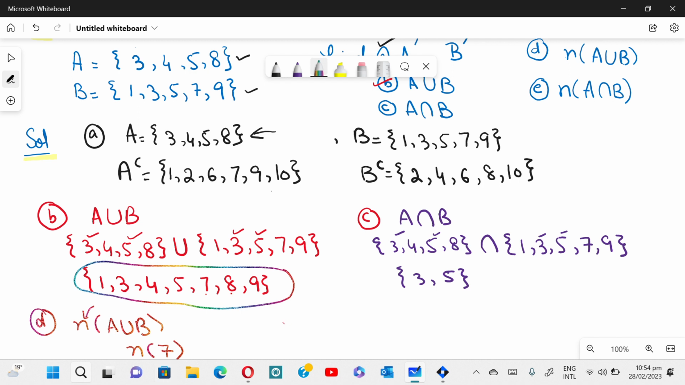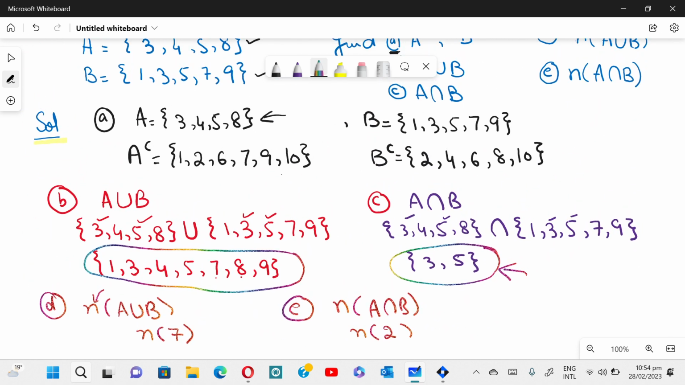Similarly, if I have to find out the number of elements in A intersection B, I have to see where my A intersection B is. Here it is. So I have to count how many numbers there are. It's only 3 and 5. There are 2 numbers there. So I'm going to write 2. So this is how I find out my union, intersection, complement, as well as the number of elements in union and intersection.